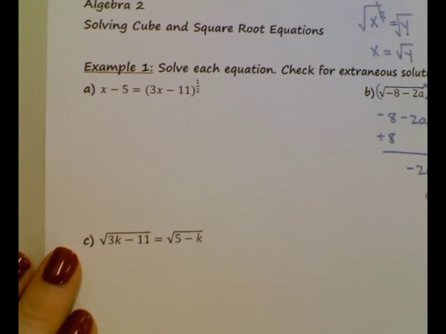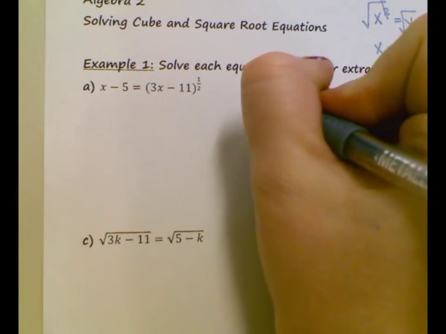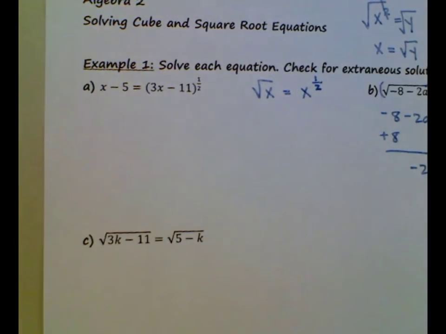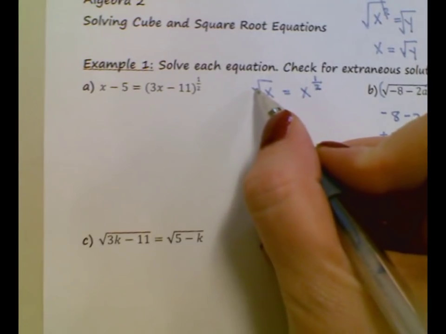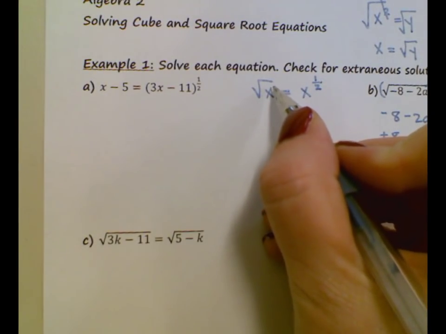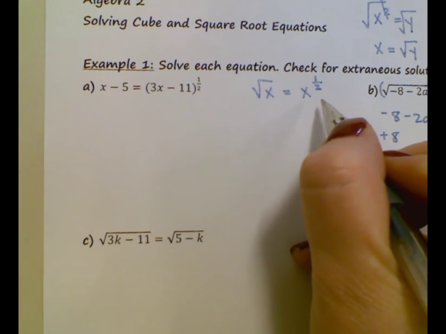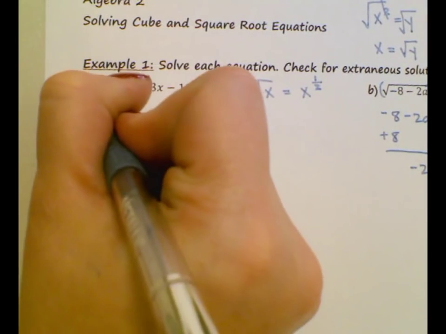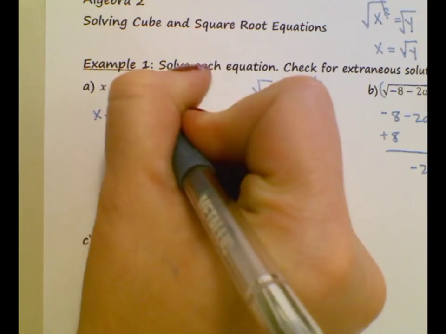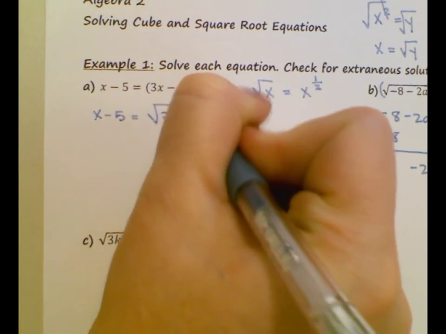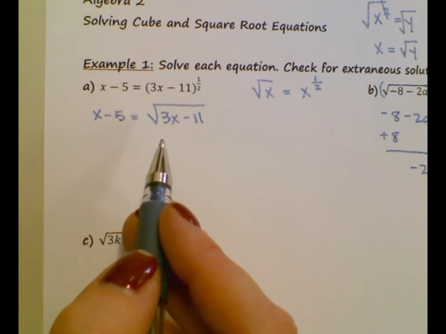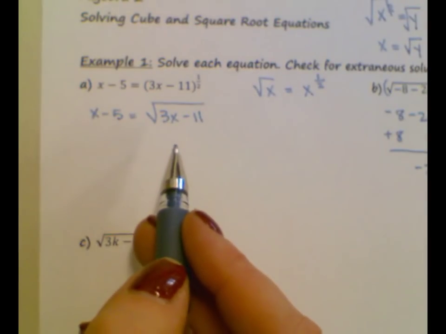All right, now over here, this one's kind of weird, 1 half. Let me tell you this. Square root of x is the same thing as saying x to the 1 half, because square root means 2. So there's a little invisible 2 right here, and this is to the power of 1. So that's how we get 1/2. Anytime you see the 1/2, it just means square root. So if I was to rewrite this, this is x minus 5 is equal to the square root of 3x minus 11. These two things are the same, so it doesn't matter which way you write them.